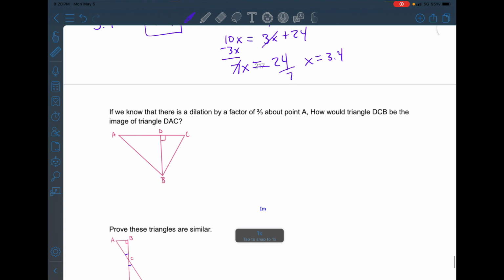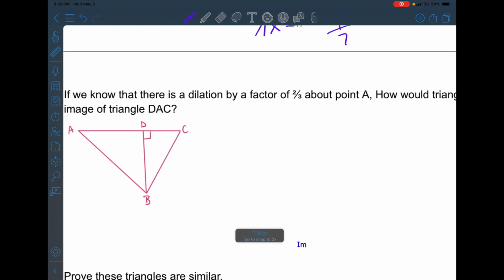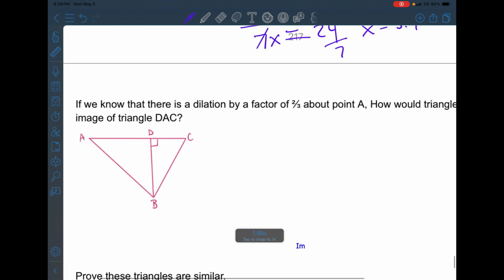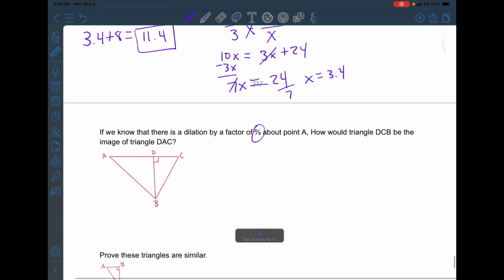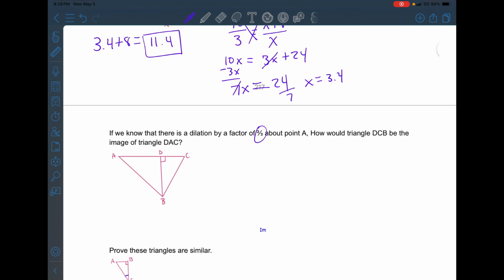In this problem, we have a large triangle. And we have a small triangle that is 2/3 of that. That's a dilation of 2/3. It said, how would triangle DCB be the image of triangle DAC? So BCD is our small one, okay? And because it's the image, it means it's the second shape. Pre-image is first. So our large one would be the pre-image.